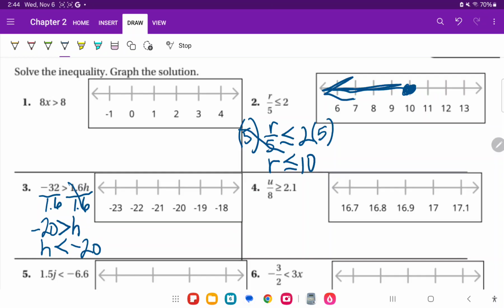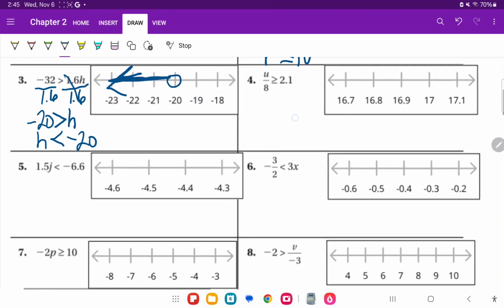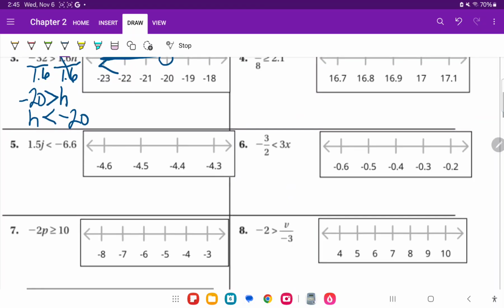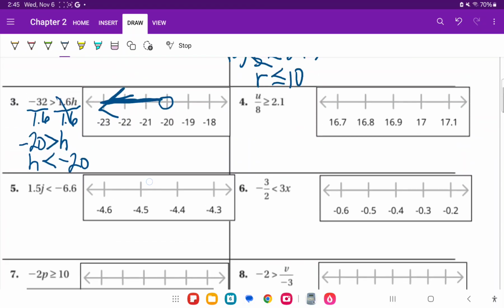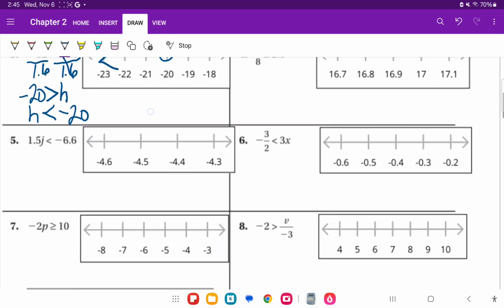Okay? So I'm going to put an open circle at negative 20, and I'm going to go in the less than direction, which is to the left. So number 1 is just like number 3, and then number 2 is just like number 4. Same thing with number 5. Number 5 is also like number 1 and 3.